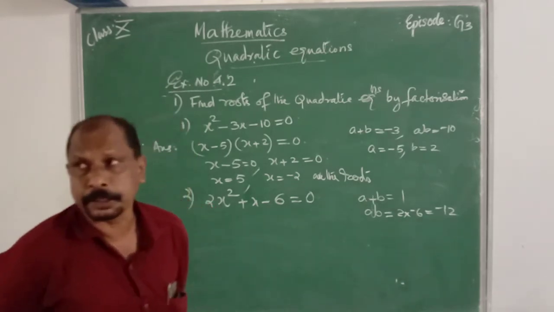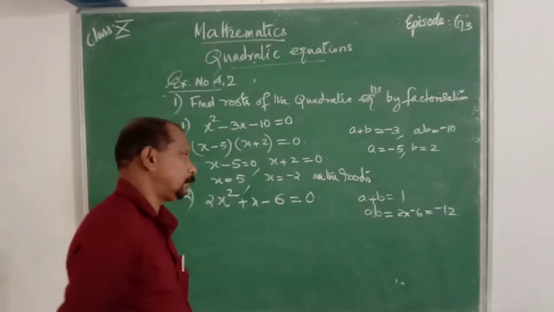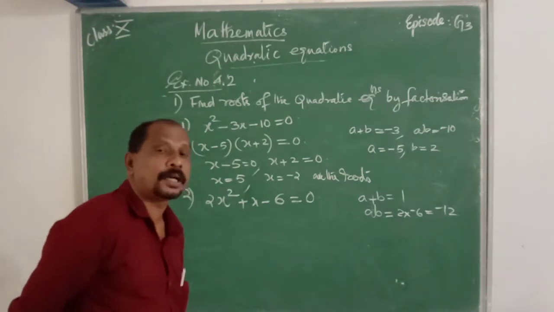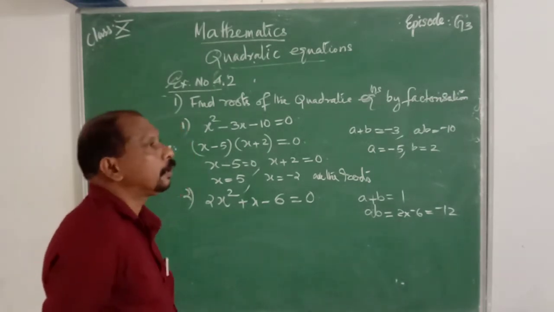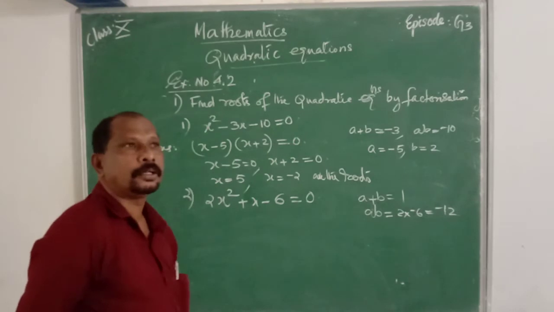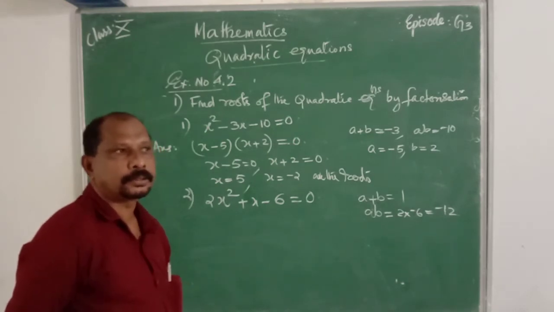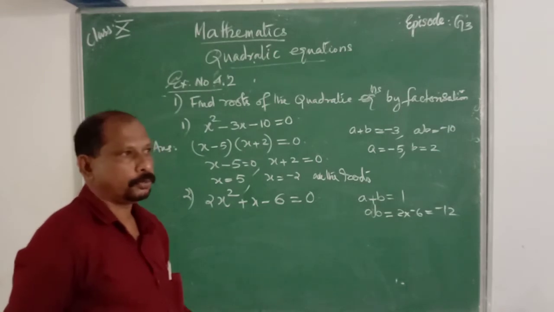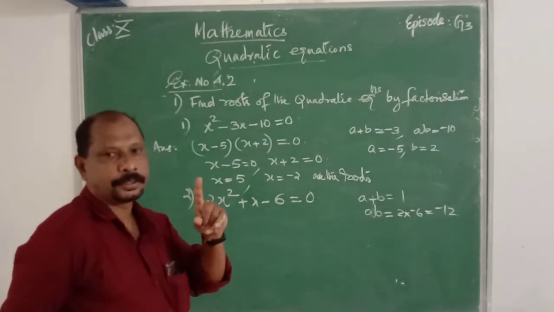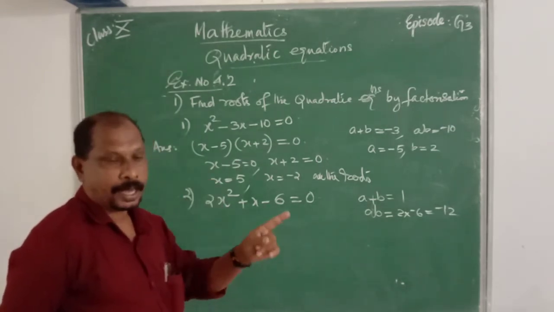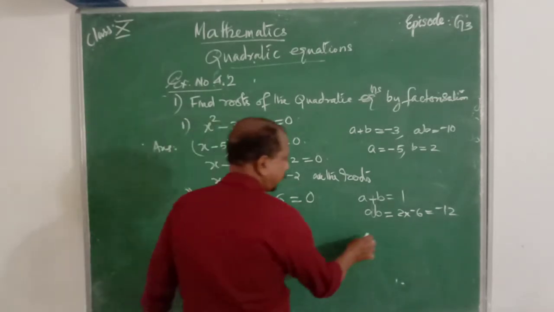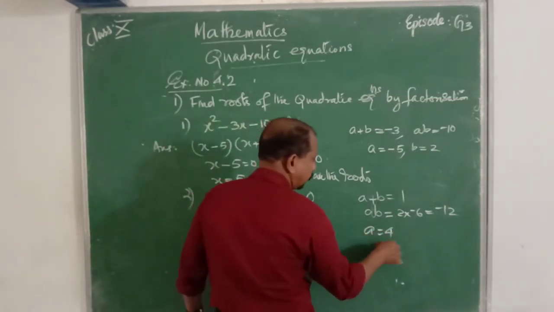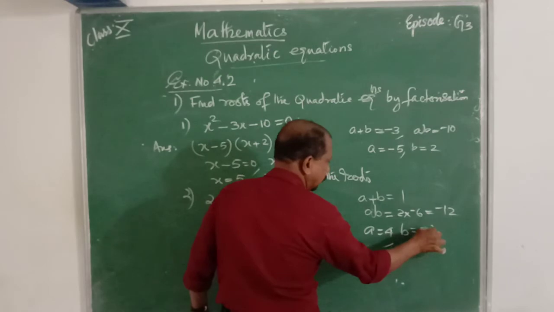Product is minus means one is positive and the other is negative. Sum positive means the highest number is positive. Then 12 means 1 into 12, 2 into 6, but that does not satisfy. 4 into 3 is 12, and 4 minus 3 is 1. Therefore, a is equal to 4 and b is equal to minus 3.